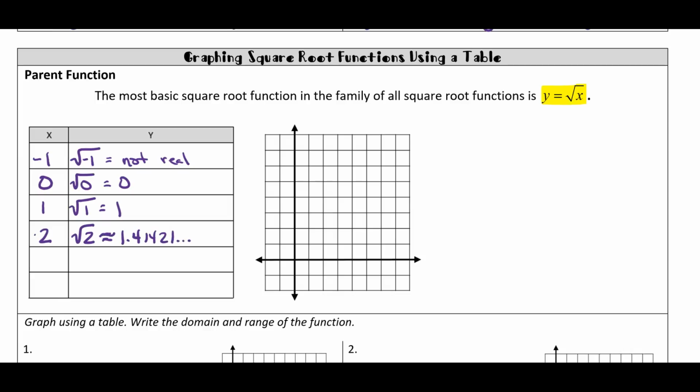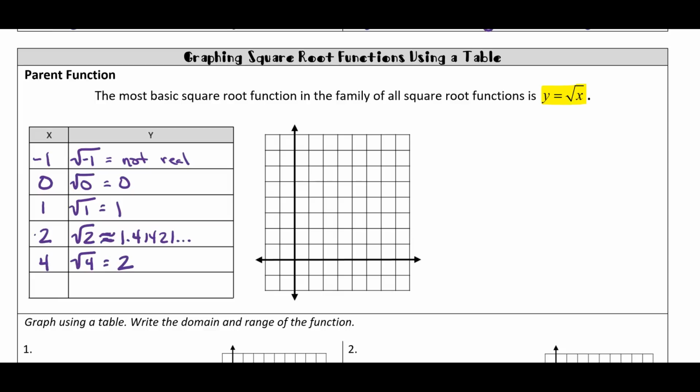One of the nice things about using a table is that you get to pick the values you're going to graph. And I don't know about you, but graphing 2 and then approximately 1.41421 is not a very easy point to graph. So instead, we need to pick values that are going to create perfect squares. So the next perfect square that would go underneath our radical would be 4, because if I take the square root of 4, I would end up with 2.